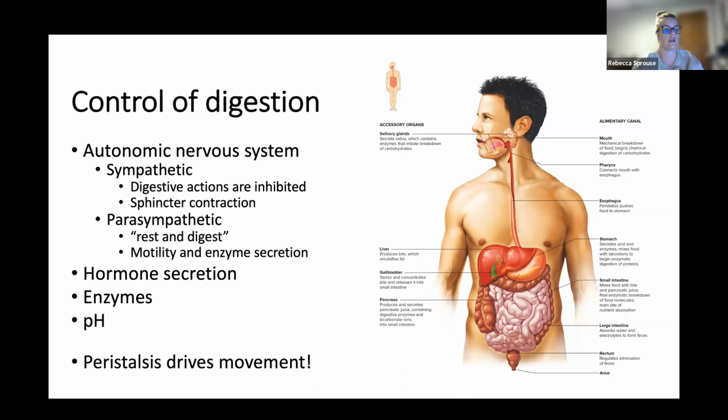Hormone secretion is very important in digestion and gastric motility, actually digestive motility in general. Different enzymes are going to be released along the way. Different pHs are going to occur along the way. So the pH of your mouth and your esophagus is more of a neutral pH. Your stomach drops down to a pH of about 1 to 2. And then the neutral pH resumes in the small intestine.